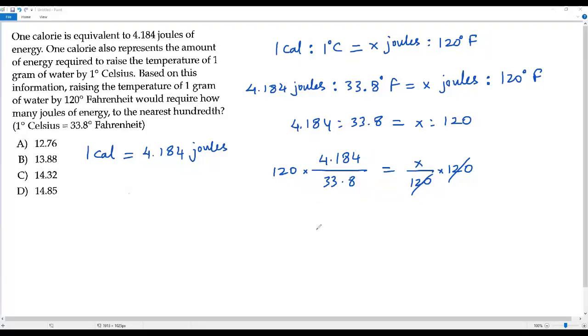Evaluating this expression, I get 14.8544, and it keeps going, equals x. The evaluation of this numerical expression is 14.85444. But the question says we have to round the answer to the nearest hundredth. When I round this value to the nearest hundredth, it will be 14.85 equals x. That is, 14.85 joules of energy is required to raise the temperature of 1 gram of water by 120 degrees Fahrenheit. So the correct answer choice for this question is option D.